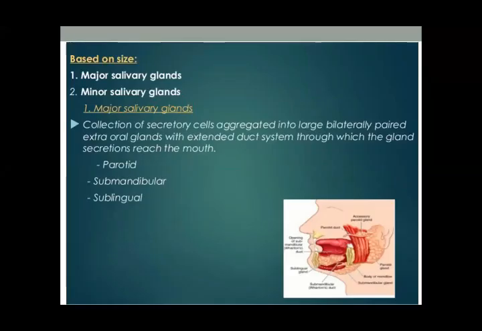Based on size, there are two types of glands. Number one is the major salivary gland, and second is the minor salivary gland. Major salivary glands are collections of secretory cells aggregated into large bilaterally paired extraoral glands with an extended duct system through which the gland secretions reach the mouth. There are three types of major salivary glands: parotid salivary gland, submandibular gland, and sublingual gland.